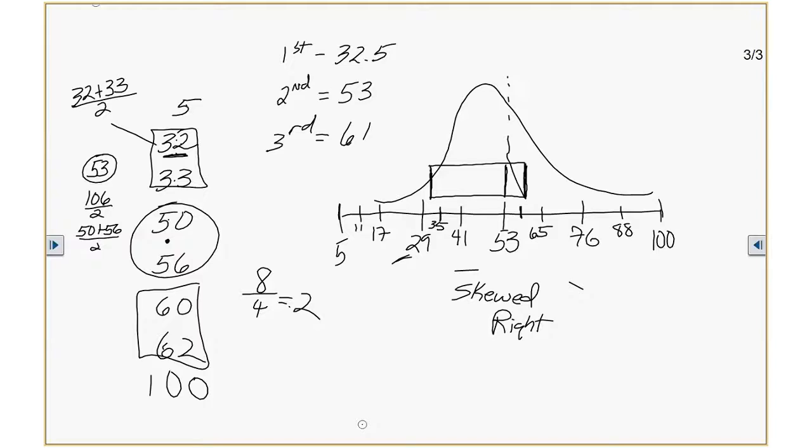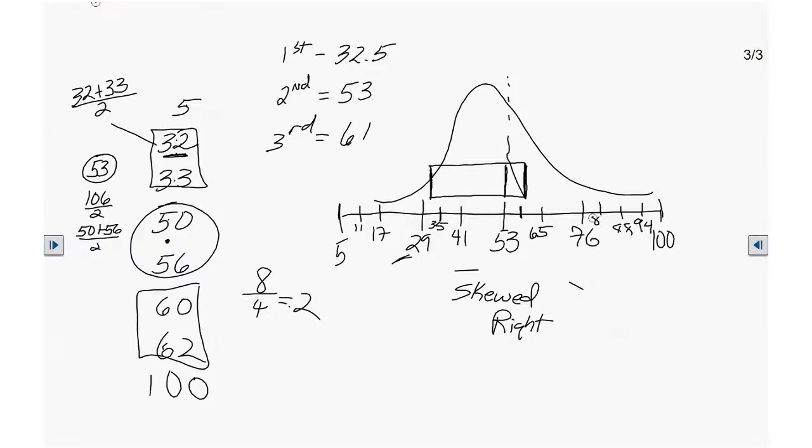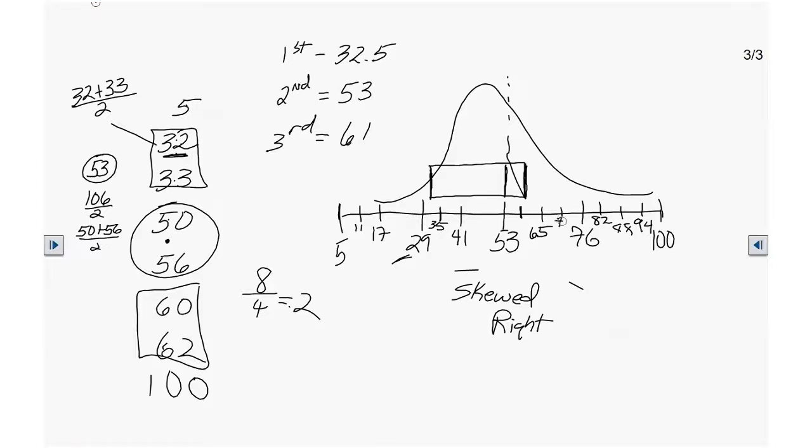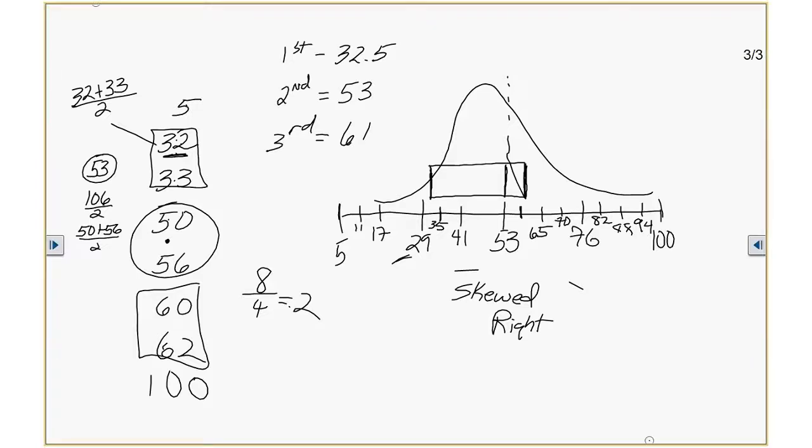I mean, what's 88 to 100? 12. Half of 12 is 6. The 94. 6 from 88 is 82. 6 plus 76 is 82. 76 minus 6 is 70. Now, it's a little bit off because I'm making everything a whole number, and it's supposed to be decimal, so that's why 65 to 70 is only 5.